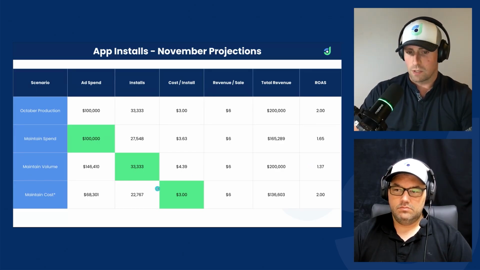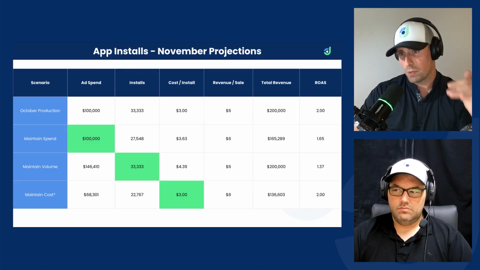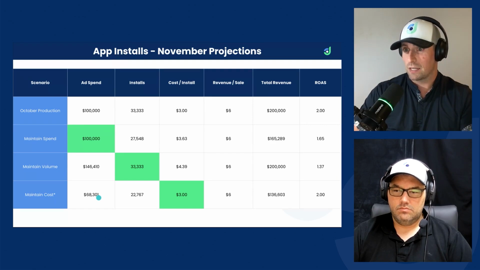And then the final one is if the company says, hey, we can't afford a higher cost per install, we're going to have to pull back on our spend. And in this scenario, we're pulling back $32,000 in spend. And this is a best case scenario, because as you start to reduce your budgets so you can maintain your cost per conversion, you're actually going to lose out on some auctions. So this is basically saying if we don't lose out on any auctions and we just pull back on our spend, 68,000 is probably the most that we're going to be able to spend. And while our ROAS is going to stay the same, we're going to drop our revenue by $63,000.